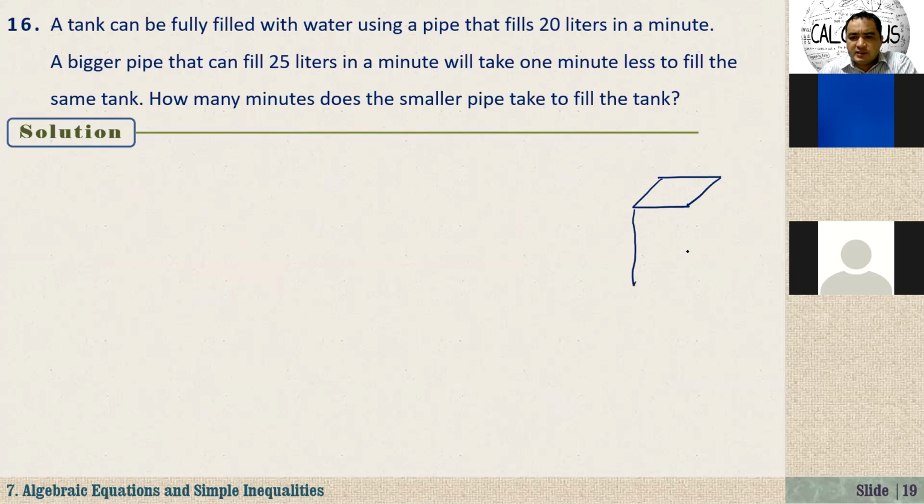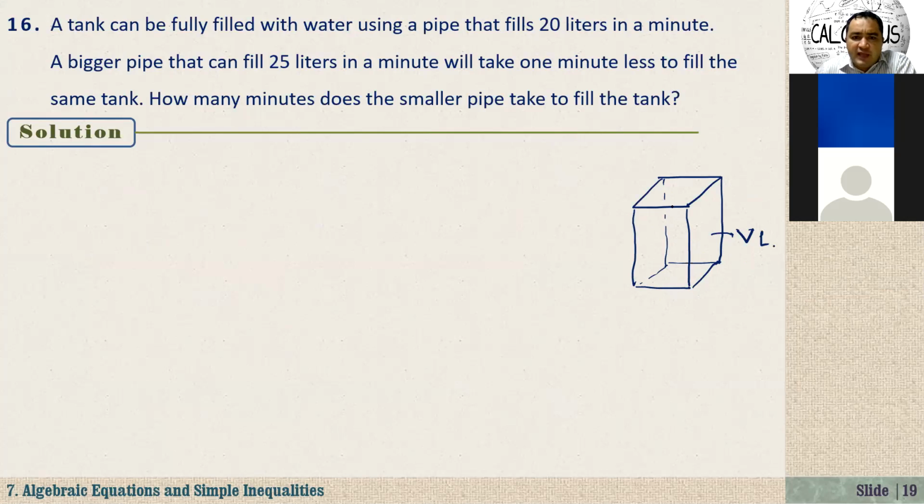Okay, we are talking about some kind of tank, and that we store water in this tank. Okay, that's our tank. So what is the capacity or volume of this tank? We don't know. Let's say the volume is V liters. So now we have two taps here. Maybe this one is a small tap and this one is a big tap.